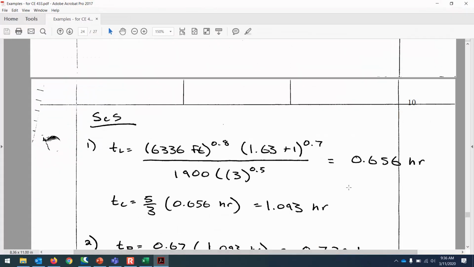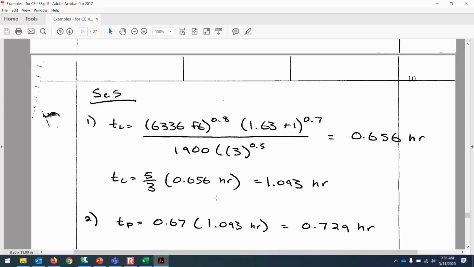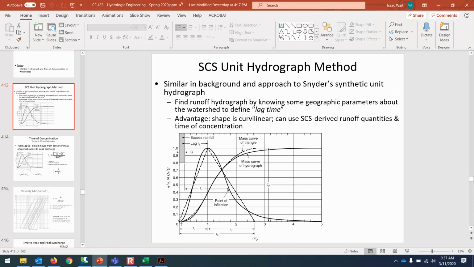But with the lag time of 0.656 hours, we would calculate the time of concentration of 1.093 hours, and then from that calculate the time to peak. 2/3 of the time of concentration is the time to peak, and so that is the time from the beginning, when the rainfall just starts at time 0, to when we're going to see the maximum flow rate.